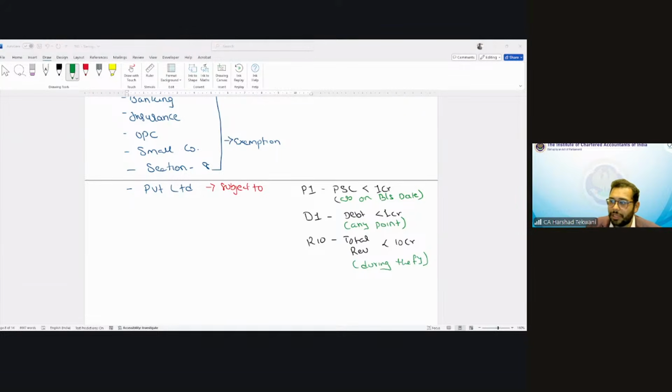Now, few questions with respect to this one. When I talk about paid up share capital, what does paid up share capital include? Can anyone tell me? Reserves and surplus. Okay. Will paid up share capital only include reserve and surplus or something else also?